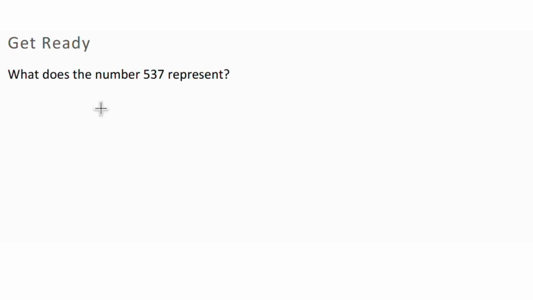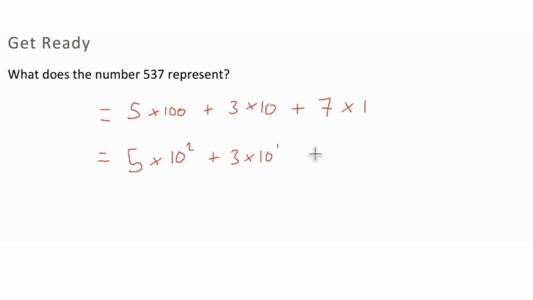537. What that means is it's 5 lots of 100 plus 3 lots of 10, which we call 30, plus 7 lots of units. We might prefer to write that as 5 times, well, 100 is 10 squared, 3 times 10 to the 1, and 7 times 10 to the 0. Just rewriting each of these as powers of 10.